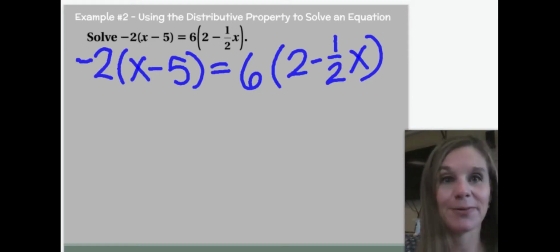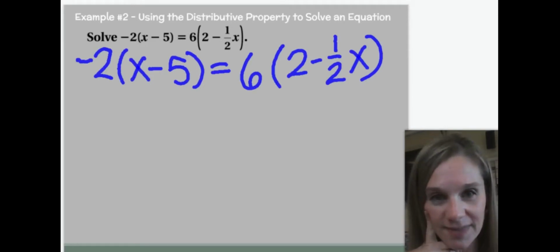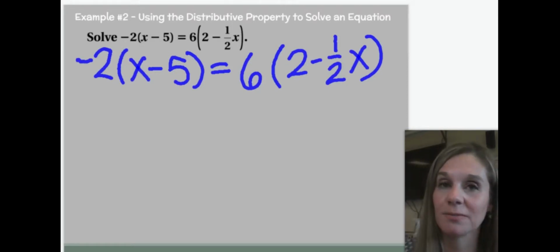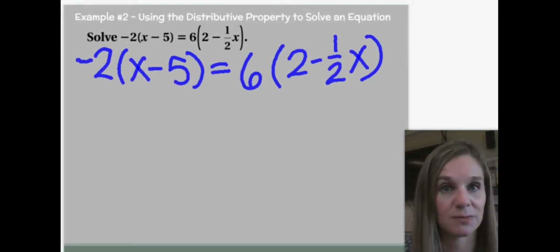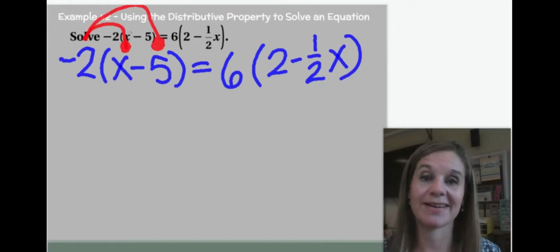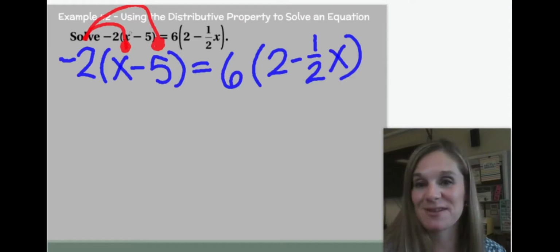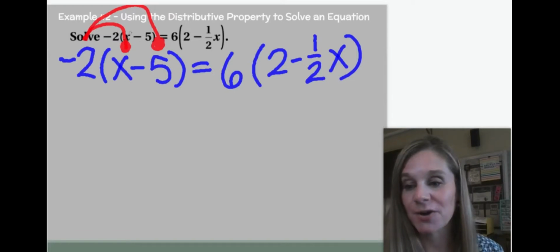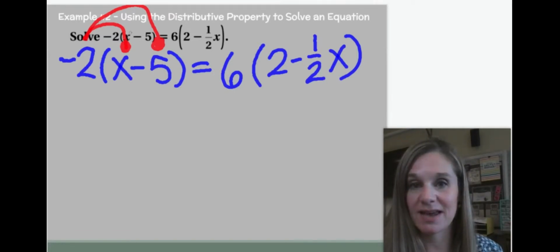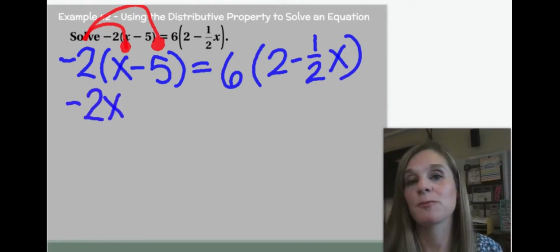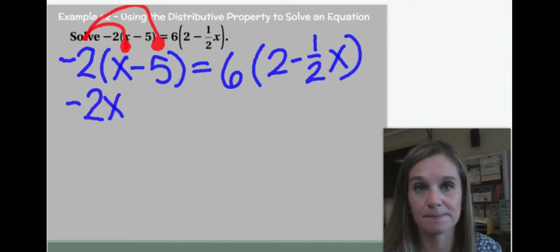Poof, there we go. Looking at this, I noticed that I've got some parentheses. Whenever I see parentheses, that tells me I'm going to have to take care of those first, because that's what we always do when we think about PEMDAS. So we're going to use what we call here at Kikianga the cherry bomb method to get rid of these parentheses, but it's also really known as the distributive property. So we've got -2 times x, which is -2x. And then we've got -2 times -5, which becomes a +10.